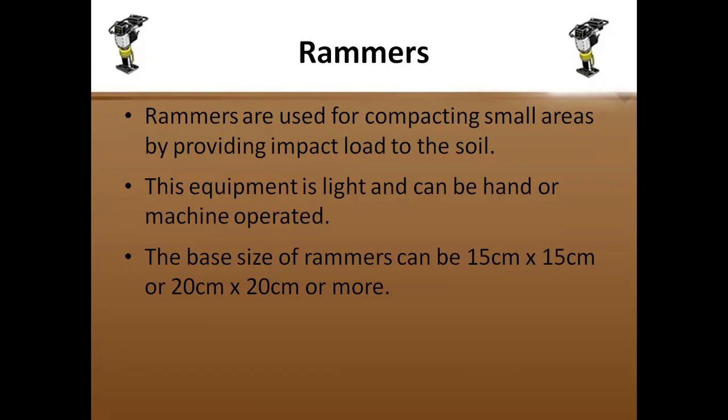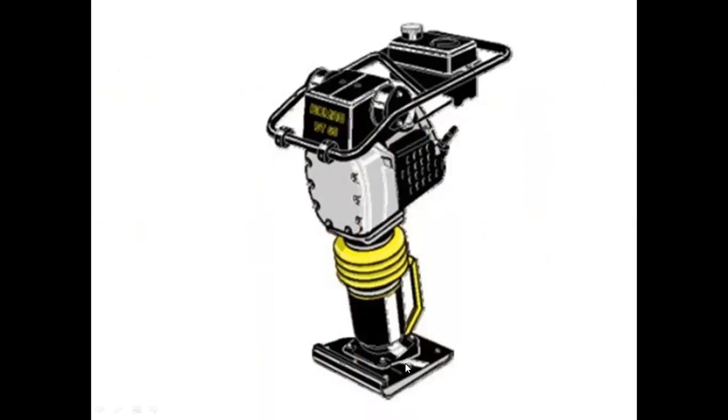This equipment is light and can be handled by a man with his bare hands, but in the long term he can have body pains from the vibrations, so these can also be operated by machine. Here you can see the base of the rammer. There is a hydraulic pump which vibrates the base plate so that the compaction can be done. These are used in small areas, and the cost of this equipment is less when compared to heavy equipment.